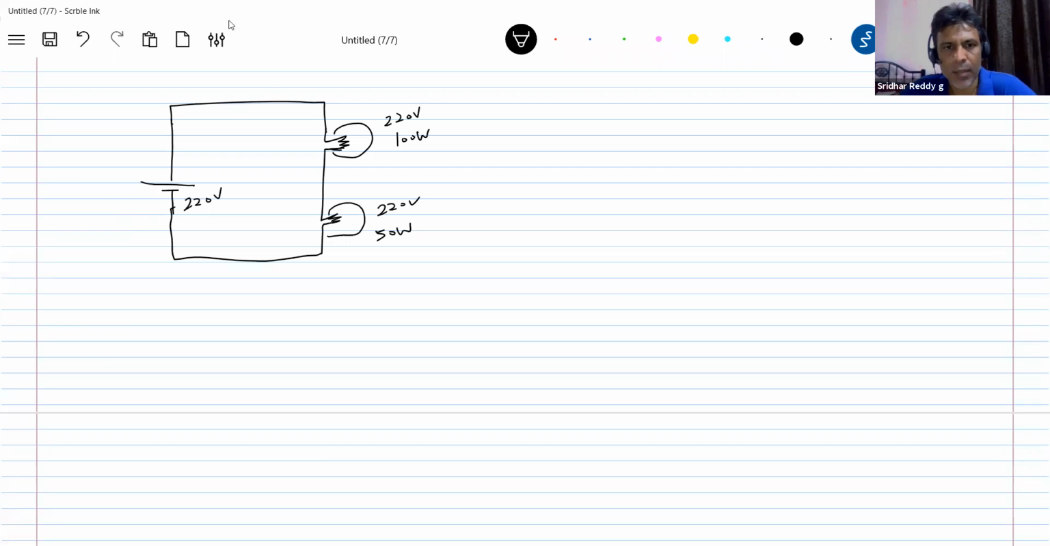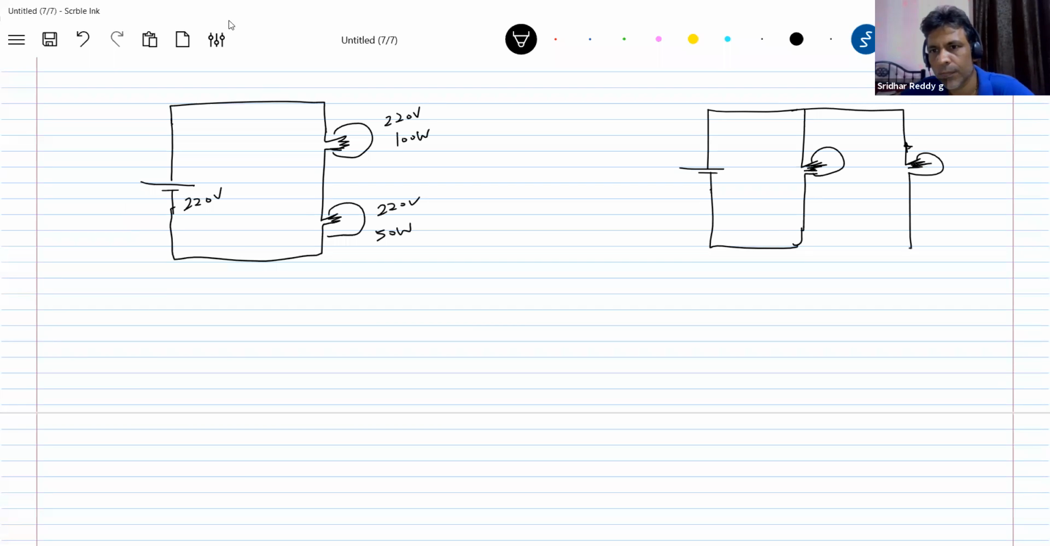So I'll connect them in series. Next, I'll connect them in parallel. This is a very, very important concept I'm trying to generate here. The same bulbs, I'll connect them in series, then I'll connect them in parallel. Call this bulb B1, this B2. Which will have more brightness? B2.